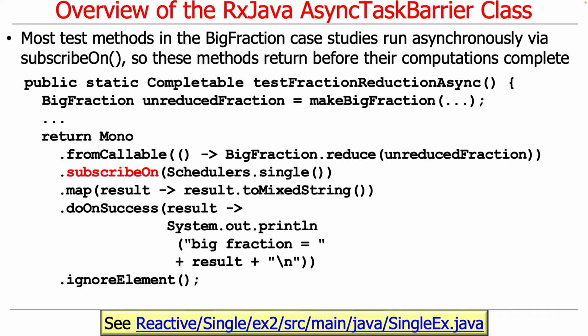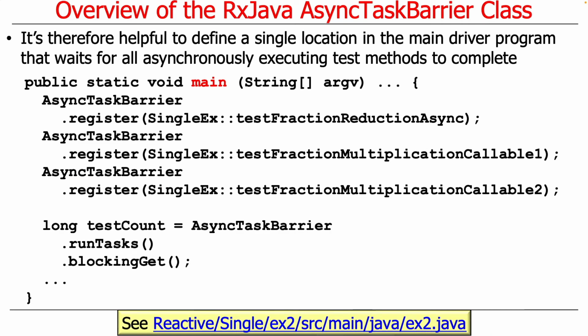So here's an example. This is an example from Project Reactor, but the same thing applies with RxJava. You have this call called subscribeOn, and it says run this computation in a background thread. And so this computation will return before the background thread may have finished its processing. So this causes us some consternation.